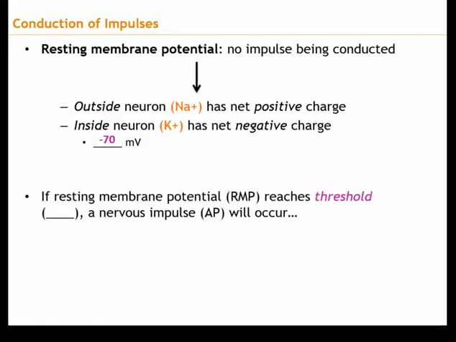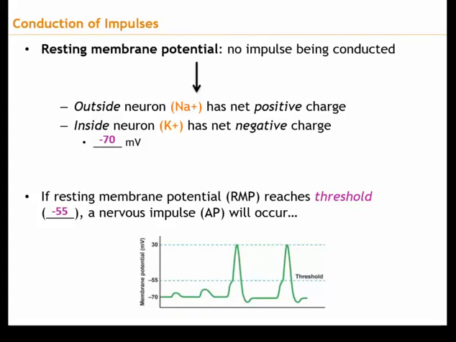If resting membrane potential reaches a threshold, then a nervous impulse or an action potential will occur. So what is this threshold level? It's -55, and that's in millivolts. So that's the threshold amount of stimulus needed in order for an action potential to occur. And we can see that here. We see membrane potential, and then down here we see if action potentials actually occur.